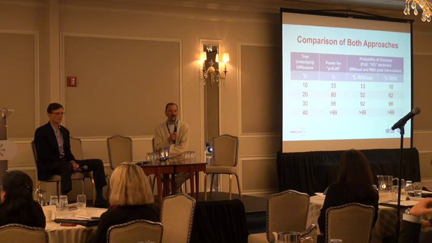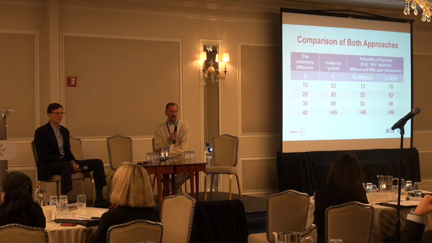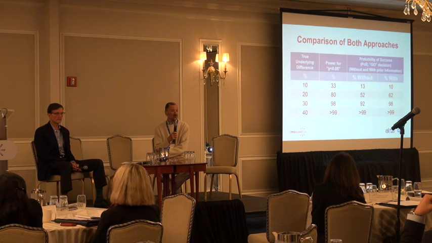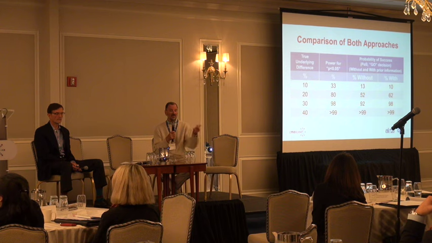But when we consider the probability of success of the drug in the program without any prior information on the 20% line, we realize we only have a 52% chance of yielding a go decision. But if we leverage prior information that's equivalent to 75 per group, we can improve that by only 10%.